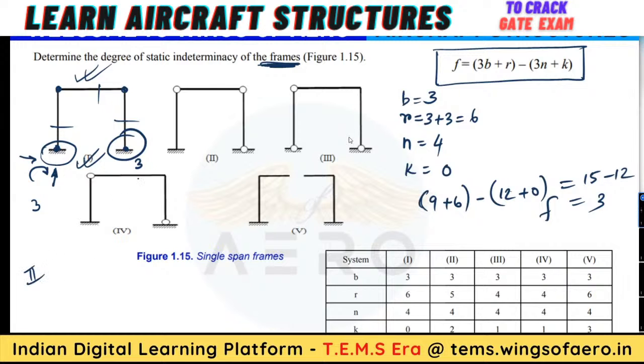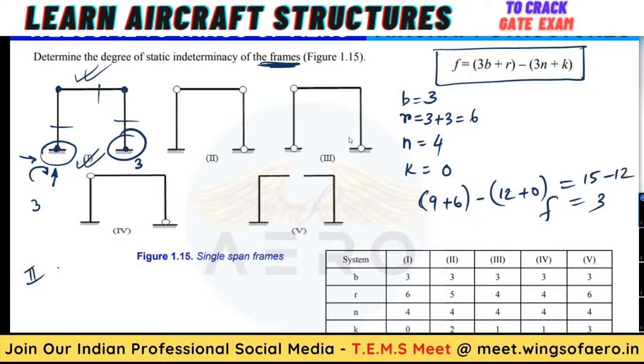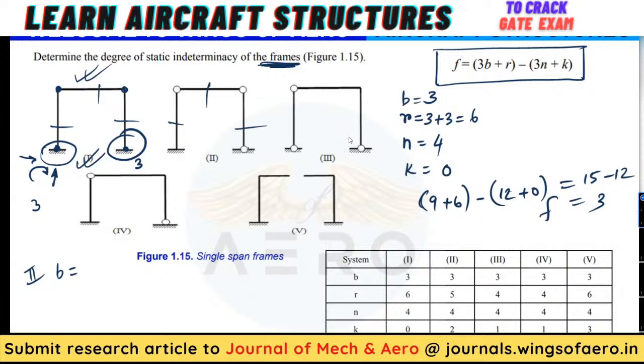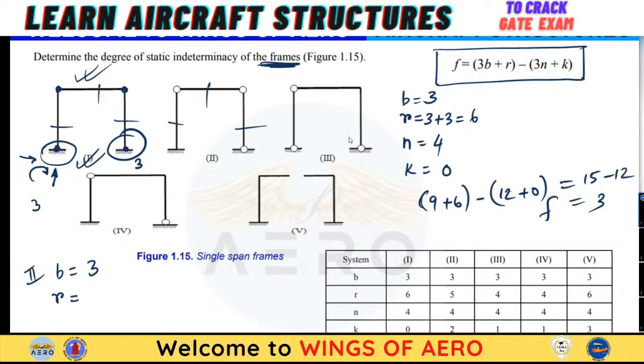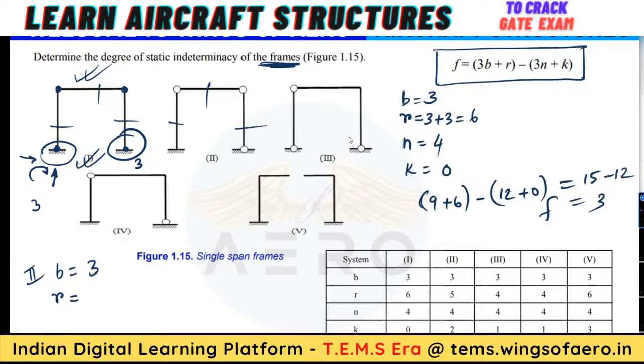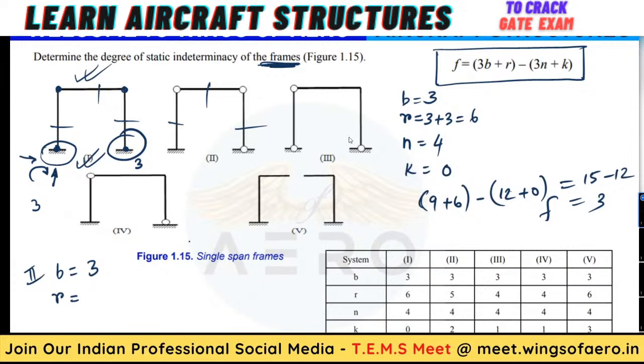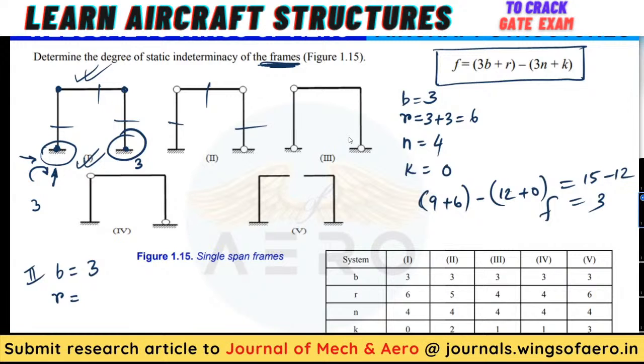Next, let's find it for the second one also. In the second one, what is the number of members? 1, 2, 3. 3 is the number of members. Now, what is the number of support reactions here? Number of support reactions. Tell me. What will be the number of support reactions over here?